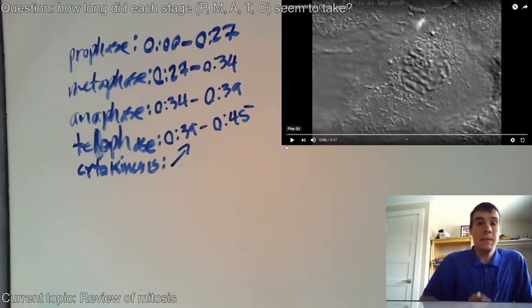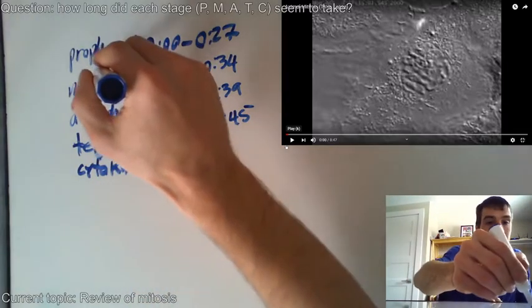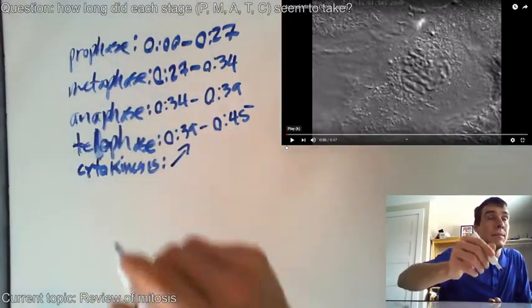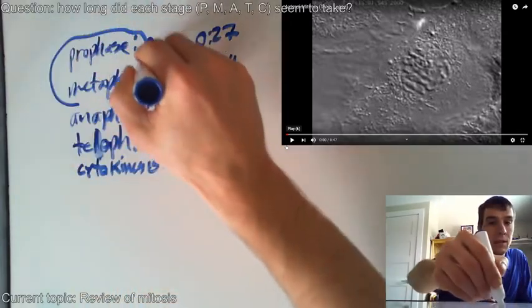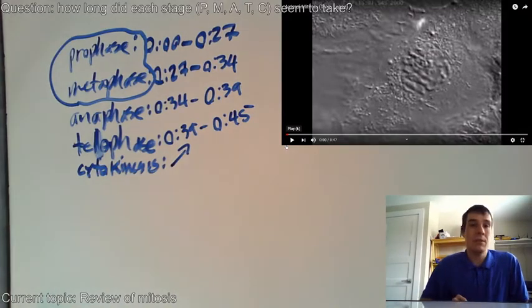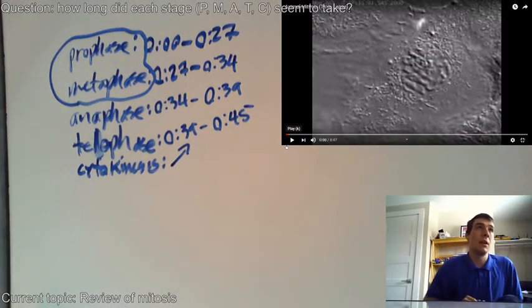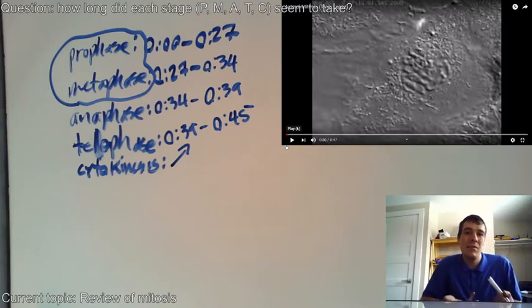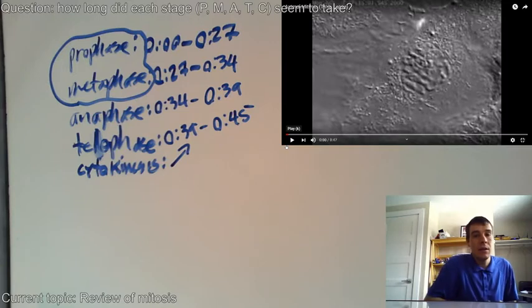Looking at the times then, the longest phase is probably prophase or prophase-metaphase. It's kind of hard to tell when one starts and one finishes. Some biologists actually put them together into something called prometaphase. It's like you saw them shuffling around. Are they just condensing or are they also getting into metaphase? We don't really know.